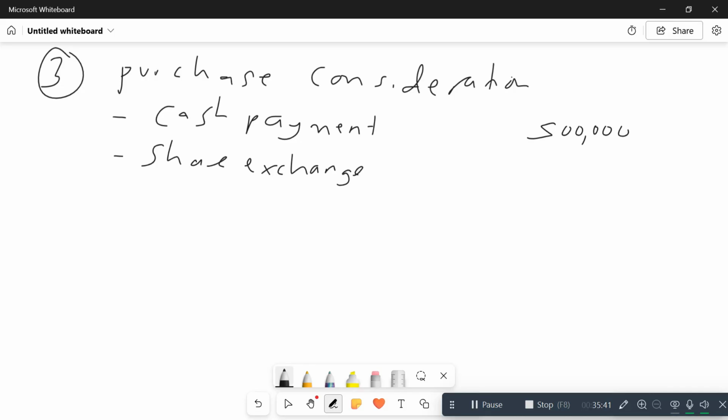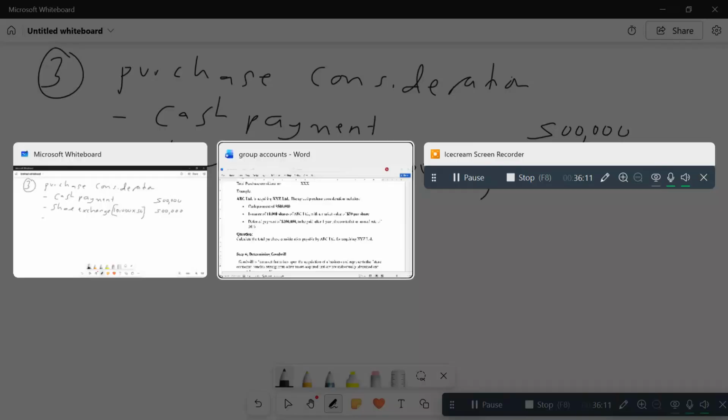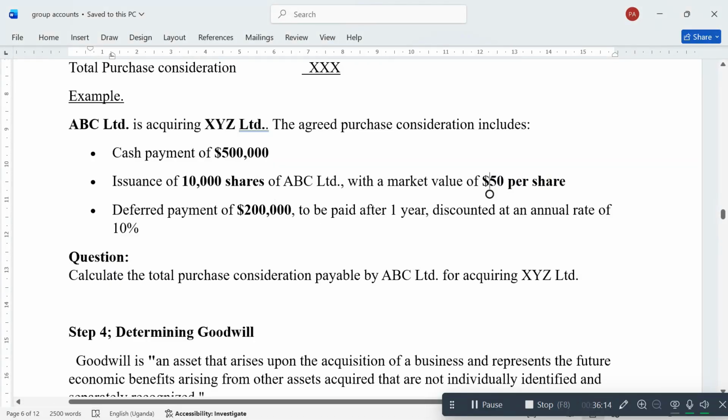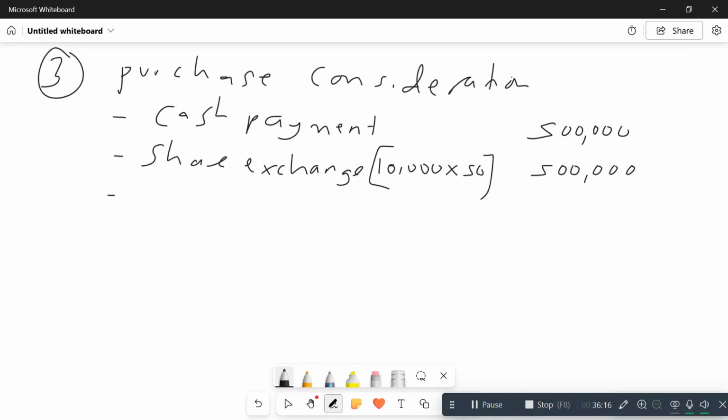It will be 10,000 times 50. That is 10,000 times 50, which is 500,000. Good. And lastly, we have the deferred payment, 200,000. Deferred payment.